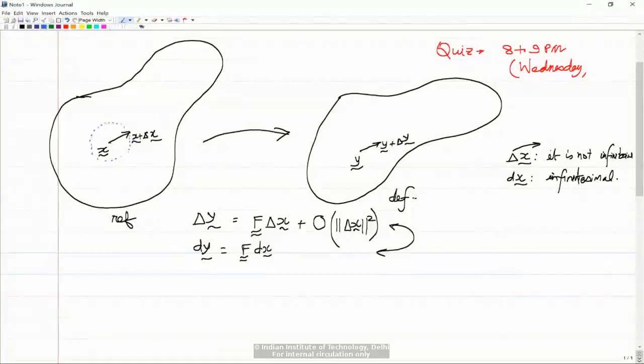That delta x is a line. But dx, although it's a line, and there is a difference between a line and a point, is an infinitesimal line of zero length. So it is at point x, starting from point x, getting over at point x, and it has also some direction. So that's the difference between the two.